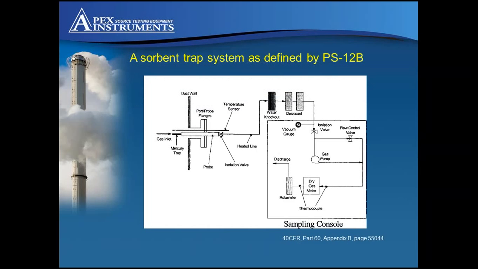Directly from the actual performance spec, this is a high-level diagram of the monitoring system. The sample gas is pulled through a pair of traps at the end of the probe where the mercury is collected on the carbon media within the traps. The sample gas then flows through the probe down the heated line to a moisture knockout, creating a dry sample. The sample is then sent to the dry gas meter, which records the sample volume so it can be compared to the amount of mercury collected to produce a mercury concentration during the sampling period.